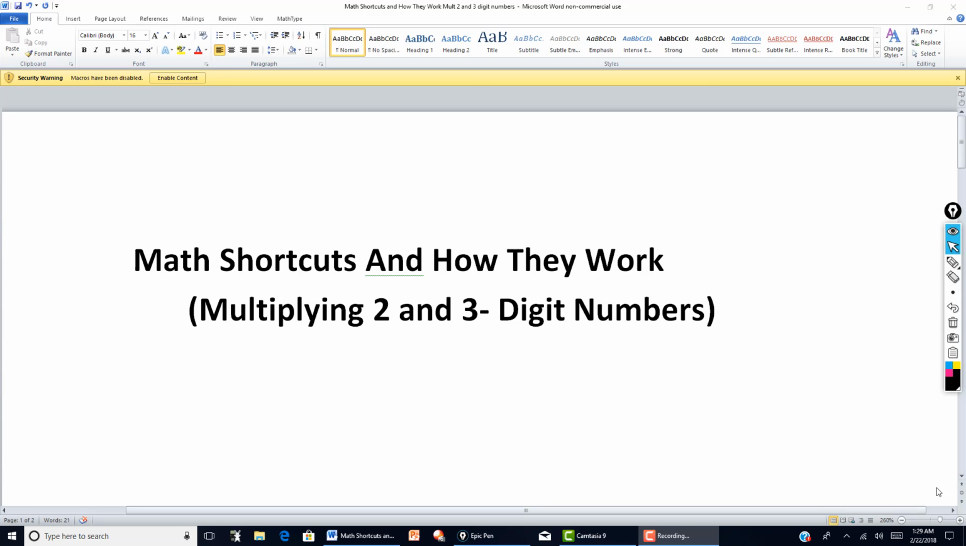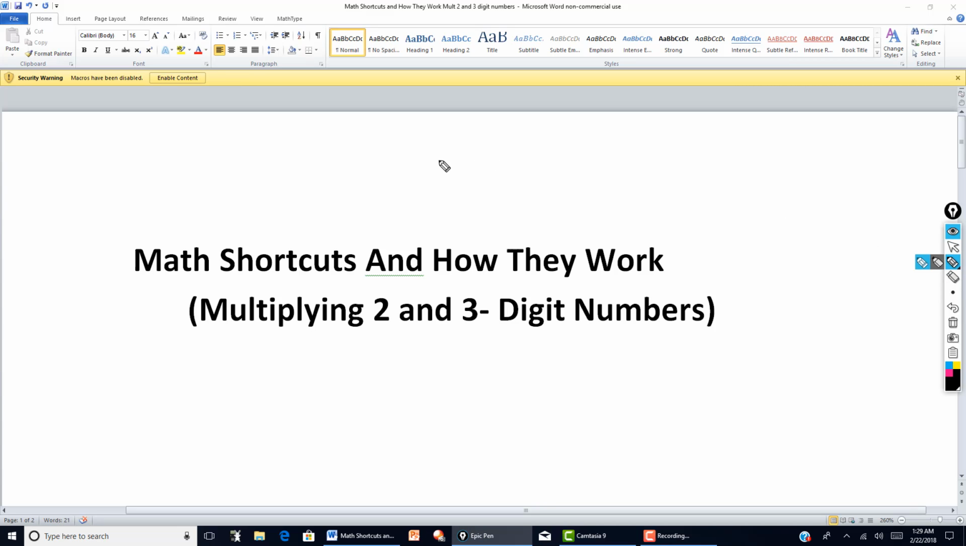Okay, I'm going to follow up with another video on math shortcuts and how they work. In this video, we'll be focusing on multiplying 2 and 3-digit numbers. But let me review quickly what we did last time.